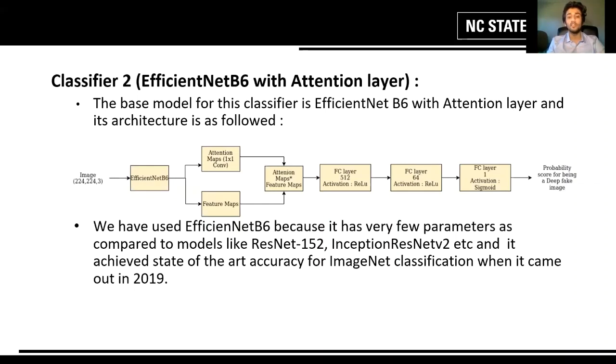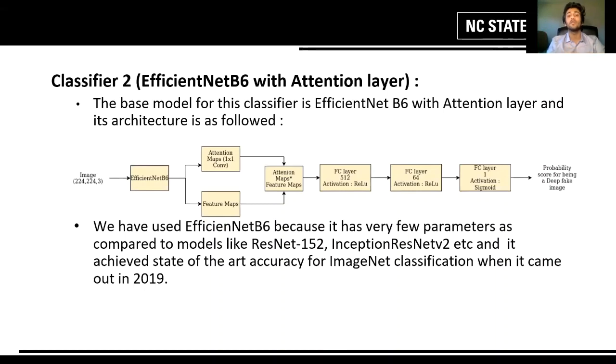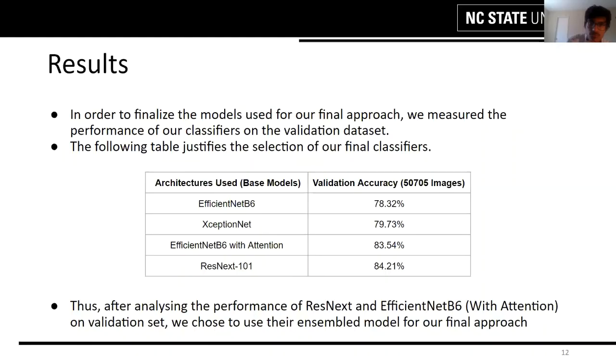So now, as you can see in the image, at the end, we are multiplying feature maps with the attention maps and passing that multiplied value to further FC layers, which is followed by a sigmoid function to give a probability score between 0 and 1.